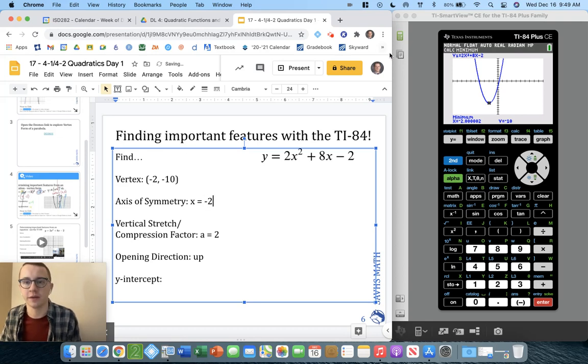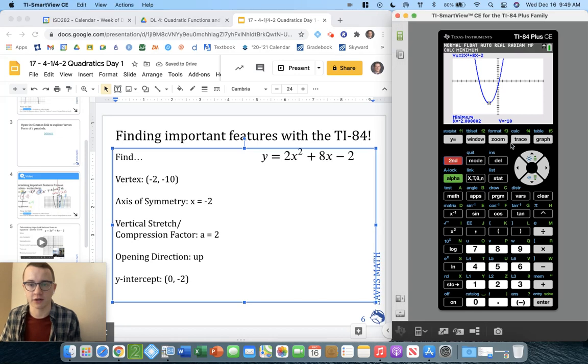And that makes sense too, right? Because right here is where we could fold the graph and the parabola would be on top of itself. And so that's the line x equals -2. The last thing we need to do is the y-intercept. I'm going to do this 2 different ways. The first way, we can look at c. And so we would see that the y-intercept is 0, comma, -2. The other way is we can do second calculate, value. And value just means we're going to put in the x value and it's going to give us the y value. So if I put in 0, what do I get out for the y value? Well, it's -2. So there it is.